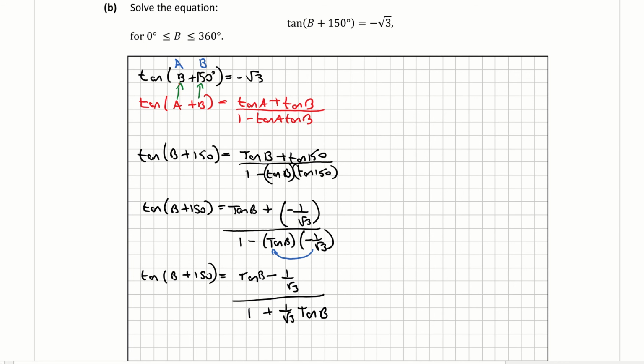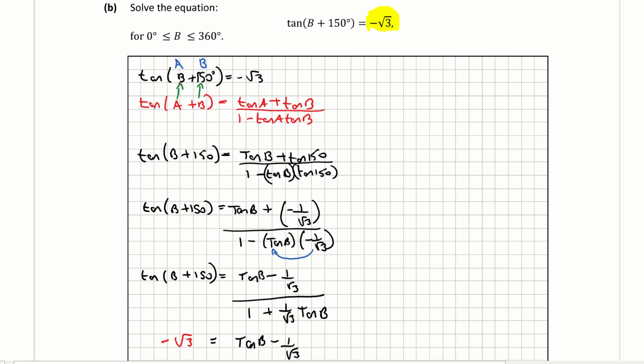That's all I've done. Next thing I'm going to do is that I know that the value of tan b plus 150 is minus root 3. So I'm going to sub that in now. I'm subbing in minus root 3 for tan b plus 180. So that's equal to tan b minus 1 over root 3.